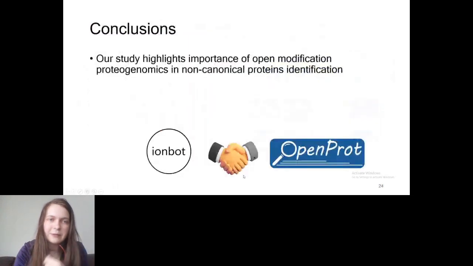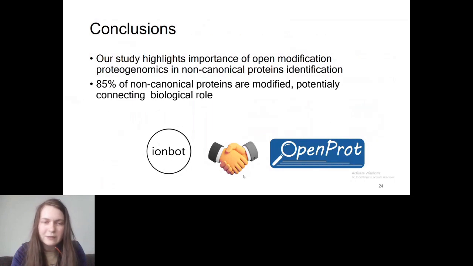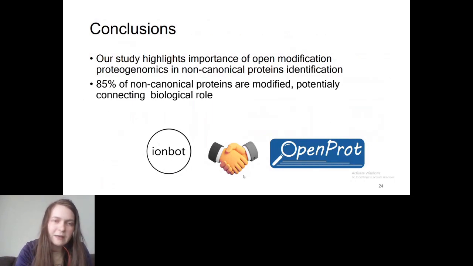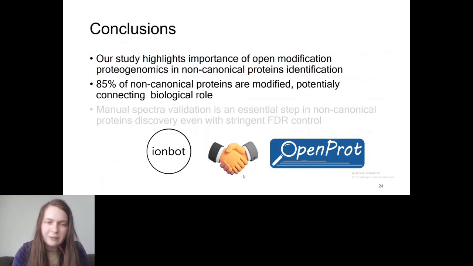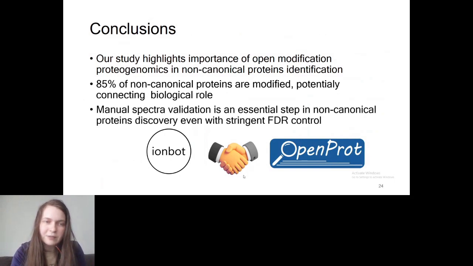To conclude, our study highlights the importance of open modification proteogenomics in discovering non-canonical proteins. 85% of them are modified, and it can potentially link to their biological role. Our study also emphasizes that manual spectral validation is crucial when we claim a new protein, even if we apply a stringent group FDR control.